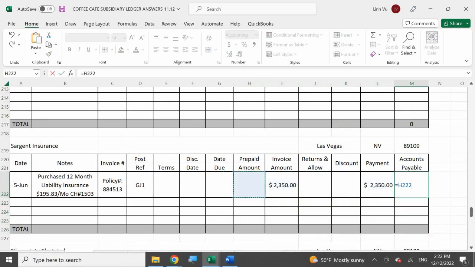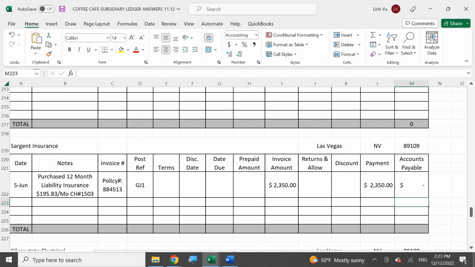We've got the invoice amount minus any prepaid, minus any returns, minus any discounts, minus any payments. So right now, I owe Sargent Insurance nothing, okay? Now that's on my books. On their books, I made an advance payment, so that means they are going to owe me services.